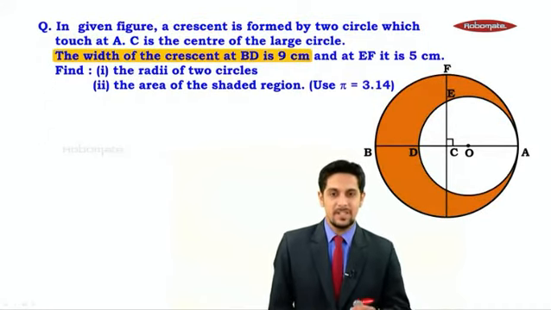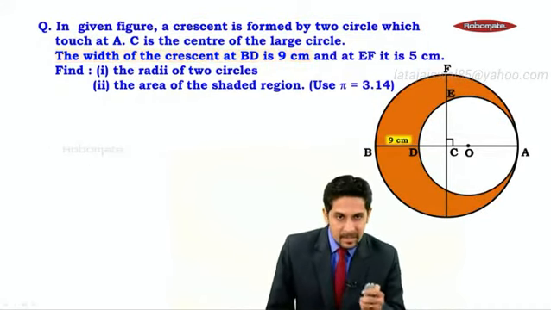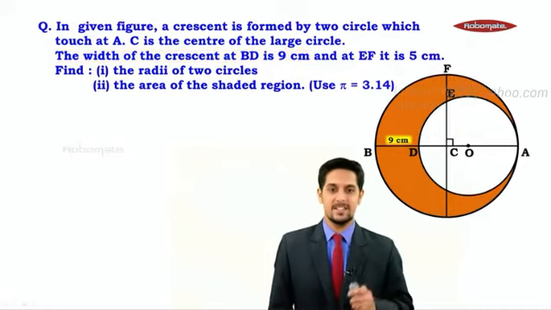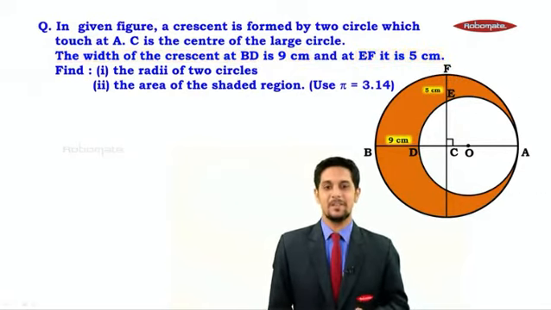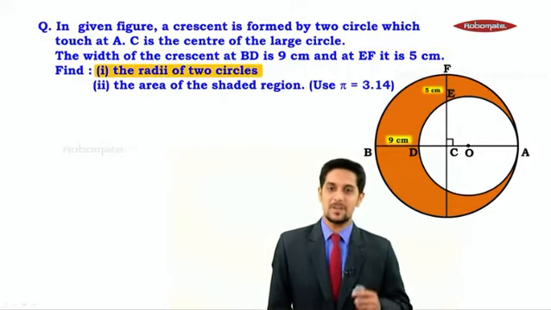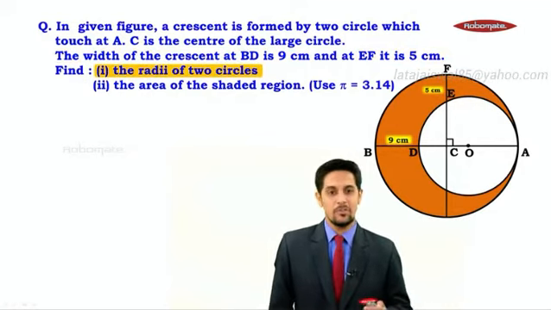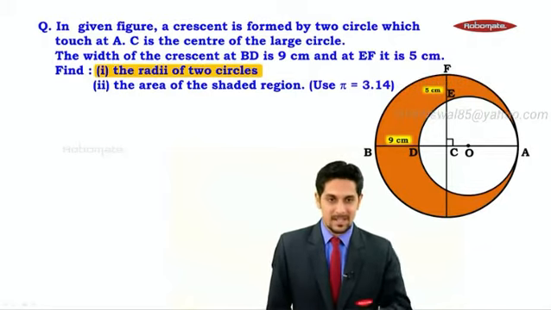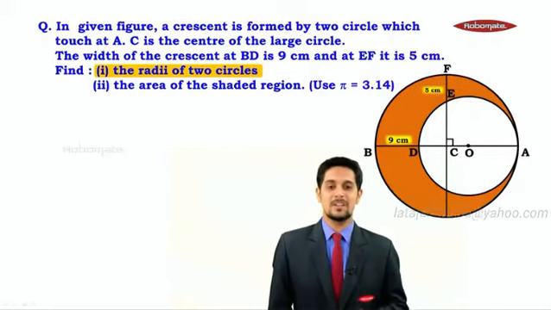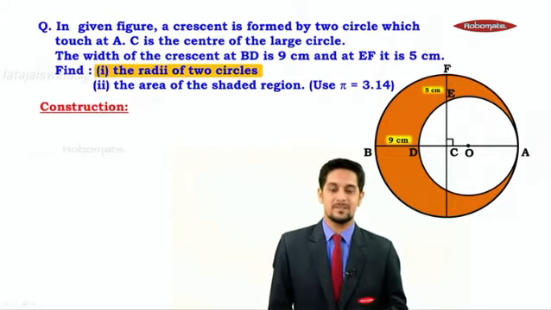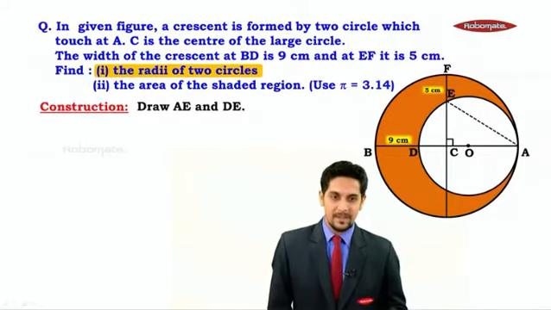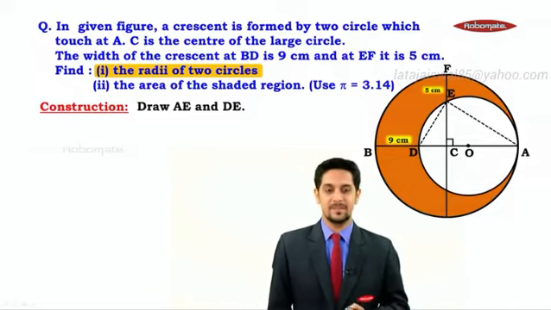Further it says the width of the crescent at BD, that means the value of BD is 9 centimeters and the value of EF is 5 centimeters. Now students, we are supposed to find the radii of the two circles, that is, the bigger circle and the smaller circle. For this we need to have a construction. Let us draw AE and DE.